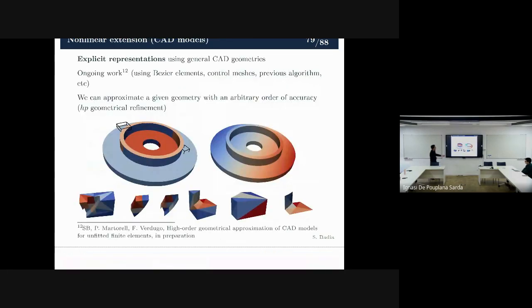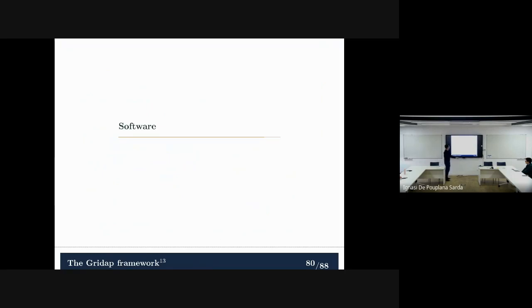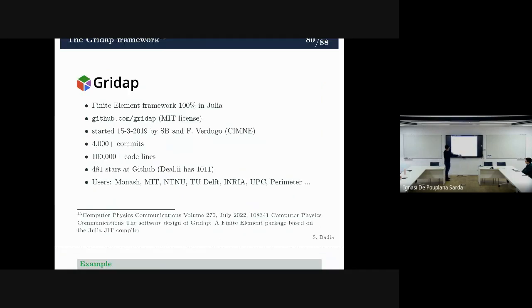We are now working on the nonlinear extension in order to have a CAD representation and work on that. And just to finish, let me tell you that, if I have the time, all of this has been implemented in GridUp, which is a finite element framework that we started to develop in March 2019, not that far away, together with Francesc. It's probably the first finite element code in Julia that really exploits Julia, and it's been very, very successful. People from many places that I don't really know are working and publishing papers with GridUp, which is something quite nice. And we have an article here.